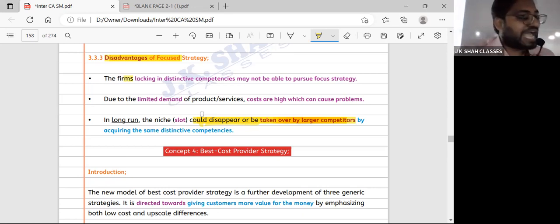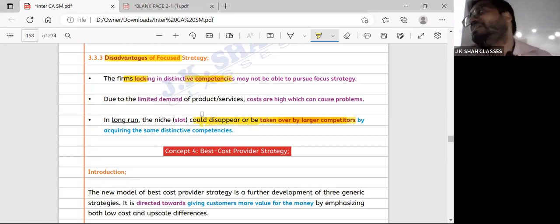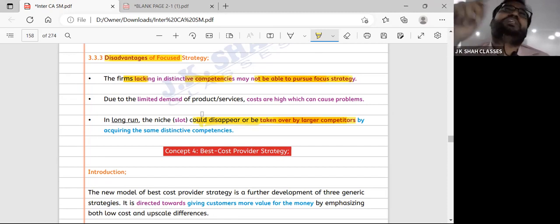If you lack the competencies, meaning capabilities, which capabilities? The expertise that you claim you have. If you lack that expertise, you will not be able to pursue this. So if an eye specialist doesn't know about my eyes, next time I will not go to that person.